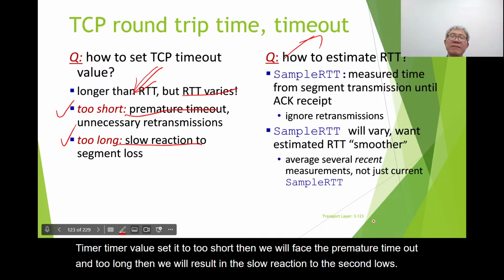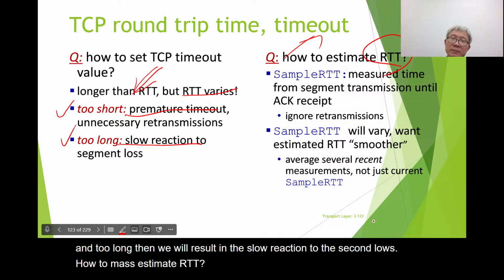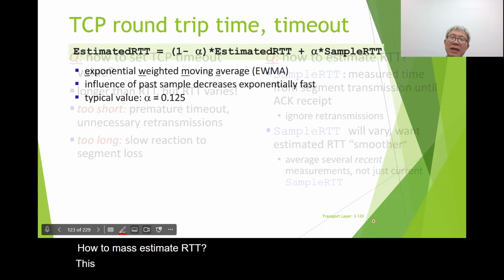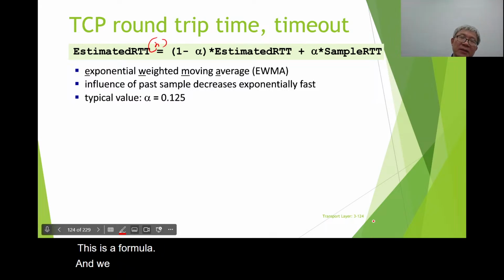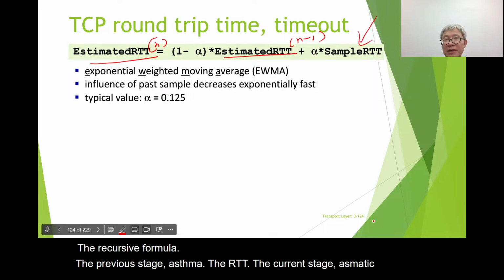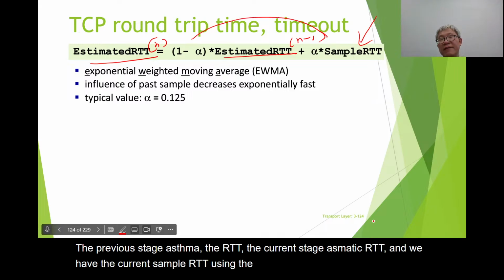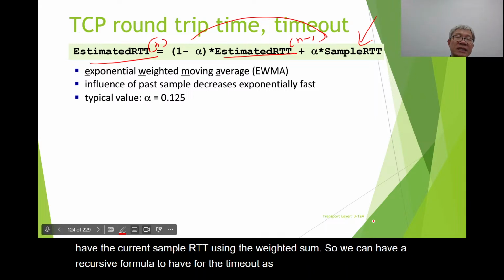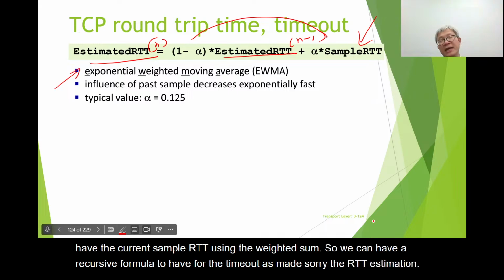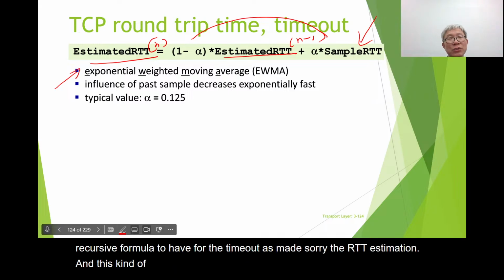Well, how to estimate RTT? This is a formula. And we have the recursive formula. The previous estimated RTT, the current estimated RTT, and we have the current sample RTT using the weighted sum. So we can have a recursive formula for the timeout estimate, the RTT estimation. And this kind of estimation, we call it the exponential weighted moving average.